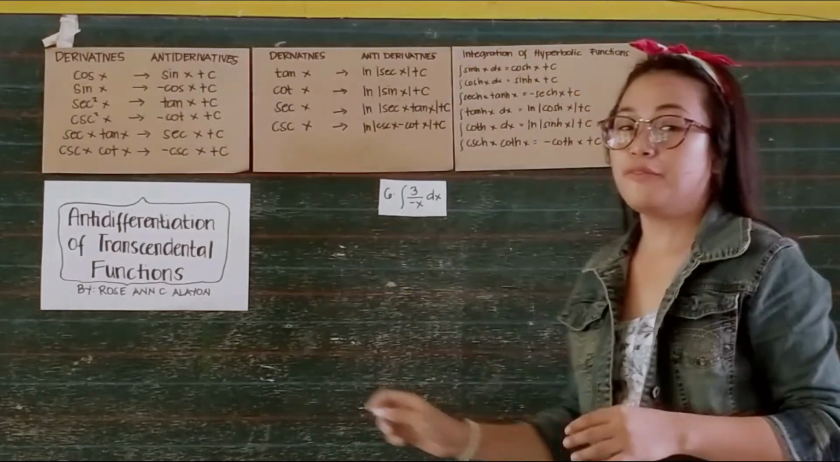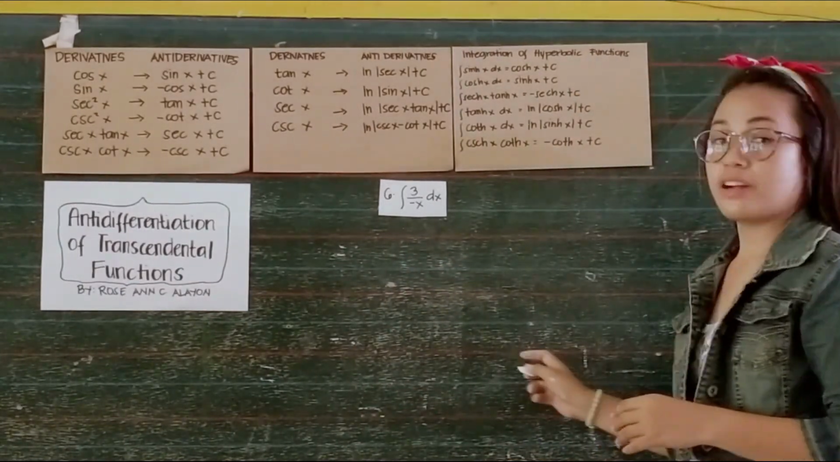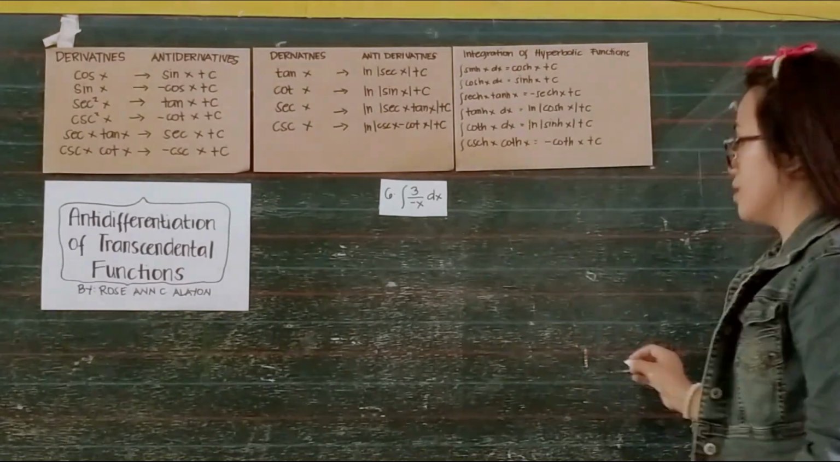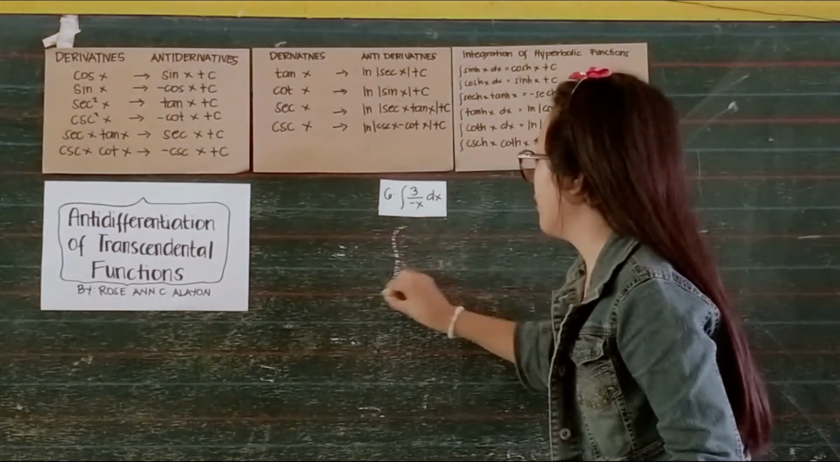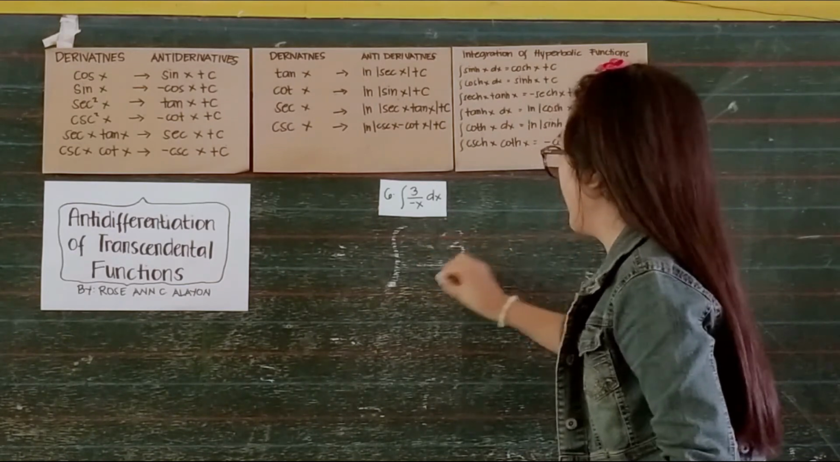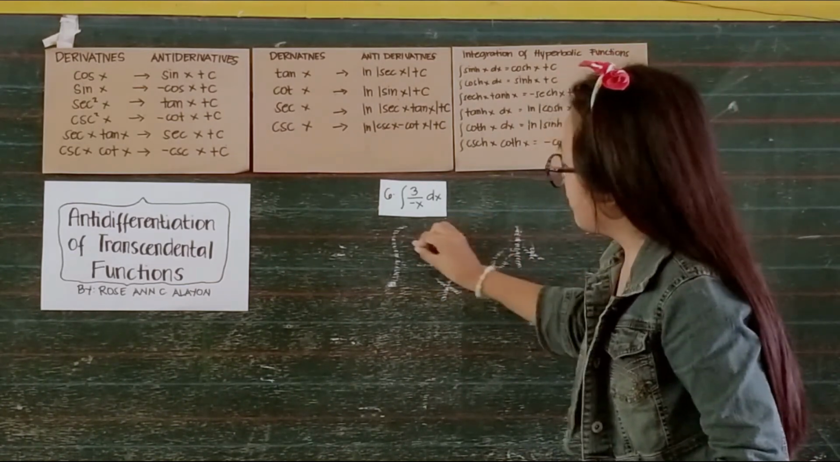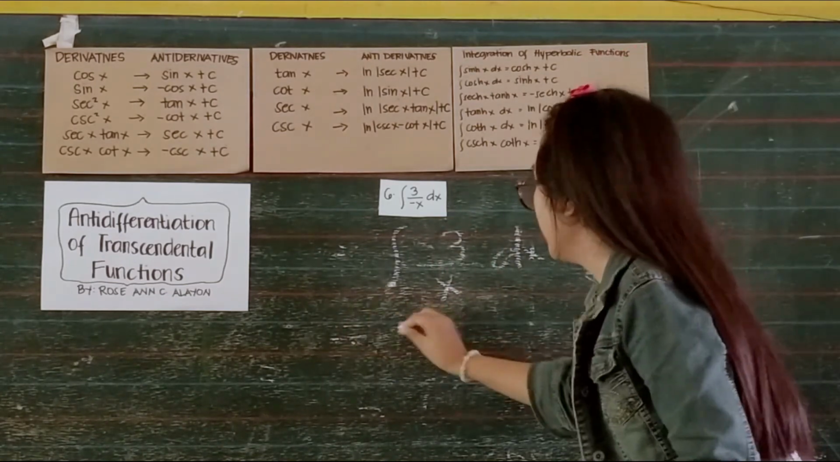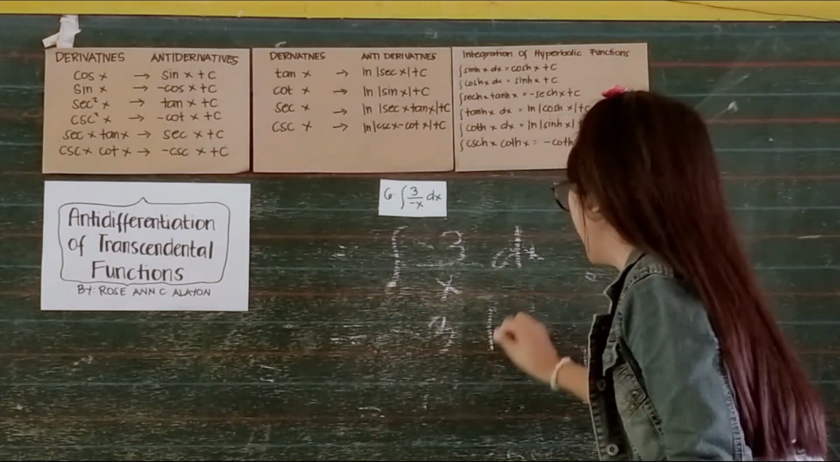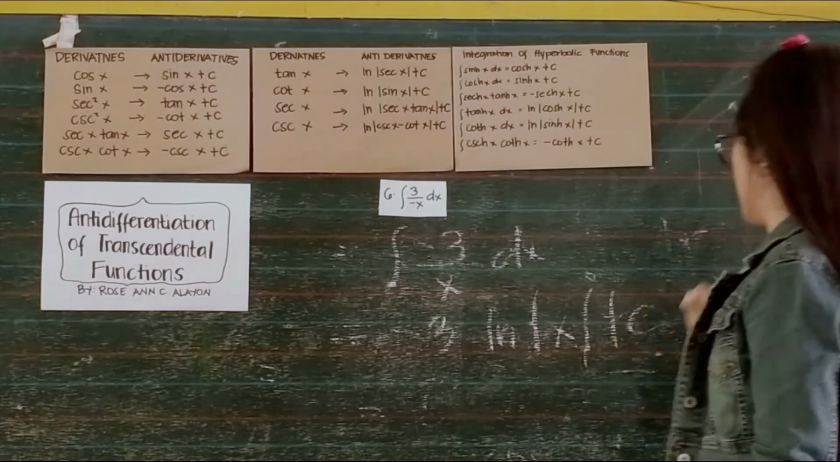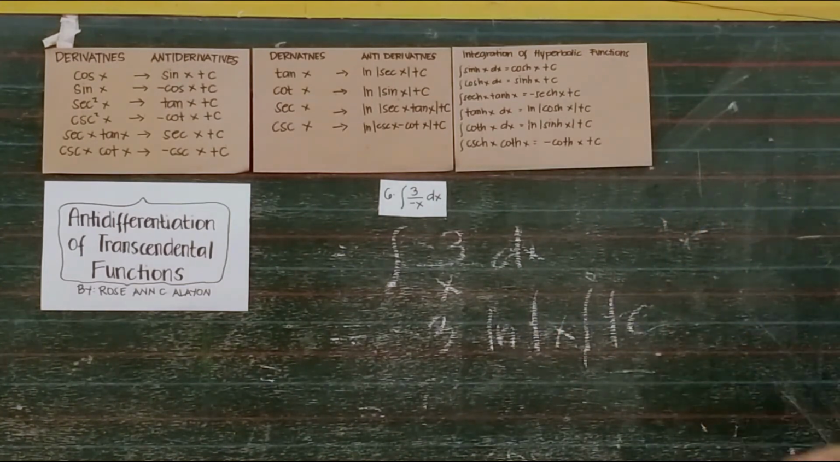So the problem for number 6 is the antiderivative of 3 over negative x dx, which is also equal to the antiderivative of negative 3 over x dx. So this problem gives negative 3 ln absolute value of x plus c. So this is the answer.